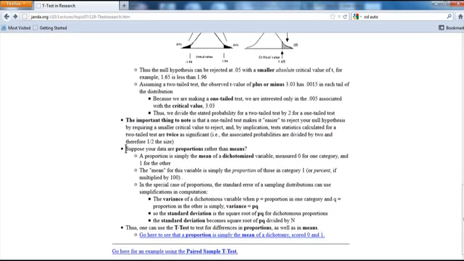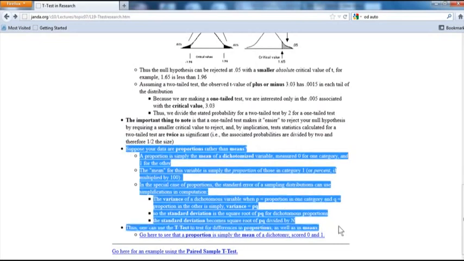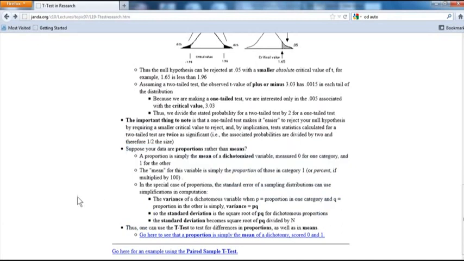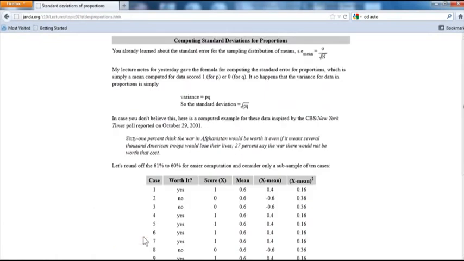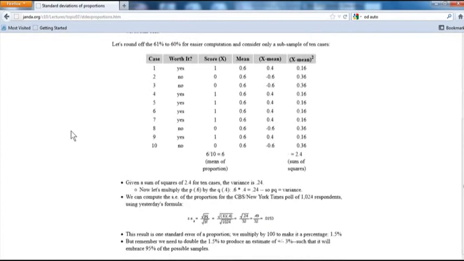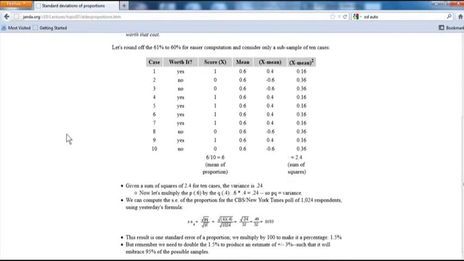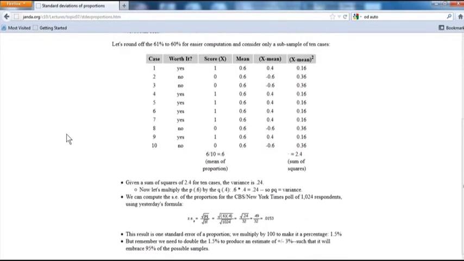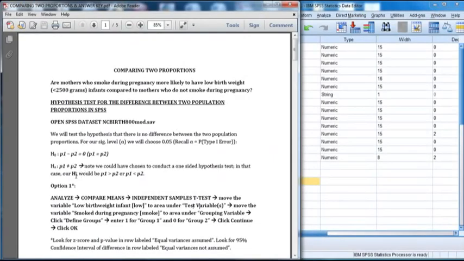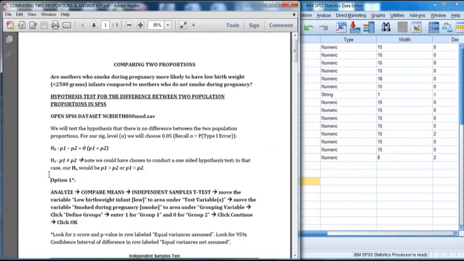So I'm sharing that with you if you want to pause and read here why we can use independent samples t-test to test for differences in proportions as well as in means. There's a brief description here. There's also a worked out example on the next page, which you can pause again and go through. You can stop and read this page.